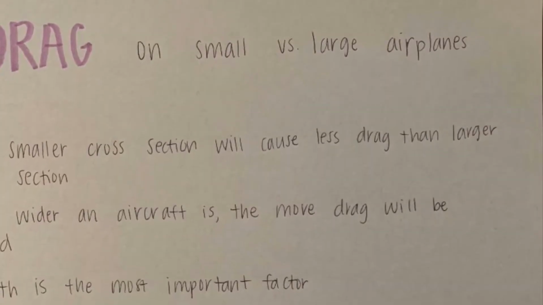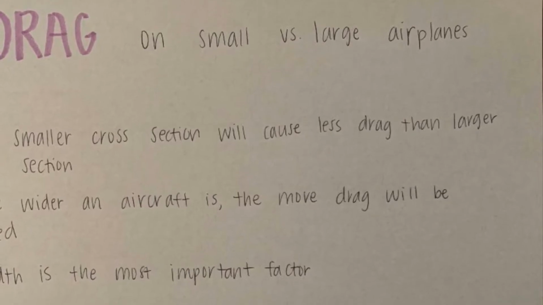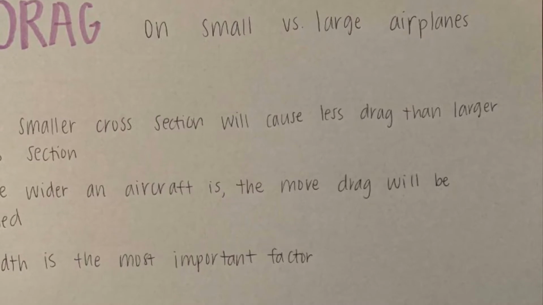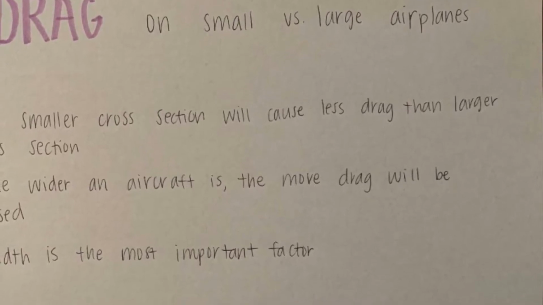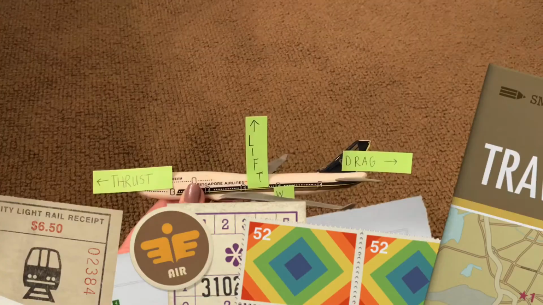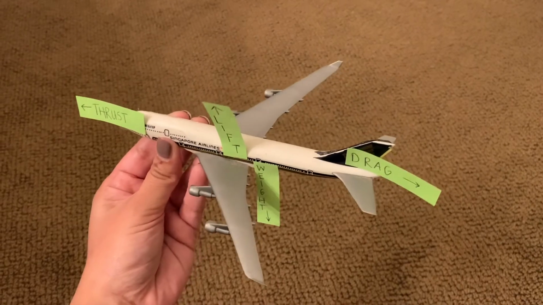What would be the impact of drag on small versus large airplanes? A smaller cross-section will cause less drag than a larger cross-section. The wider an aircraft is, the more drag will be caused, and the width will always be the most important factor of drag. In this 3D example, we see all four forces acting on the airplane.